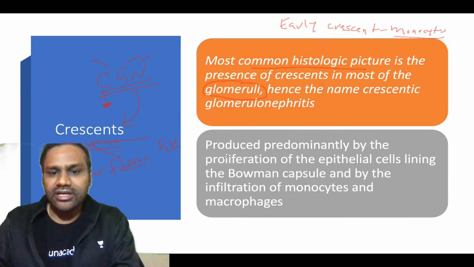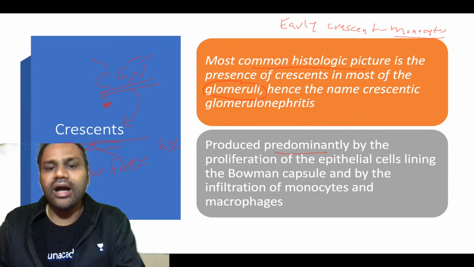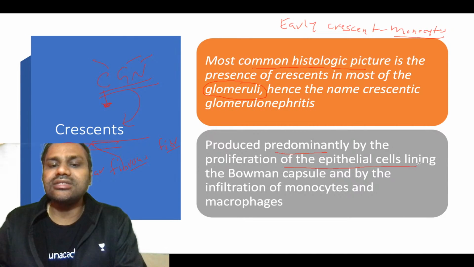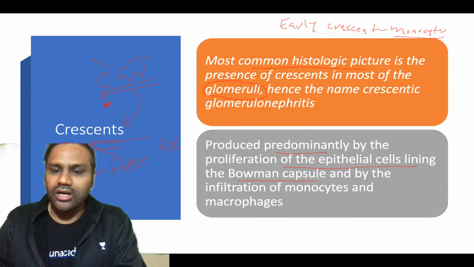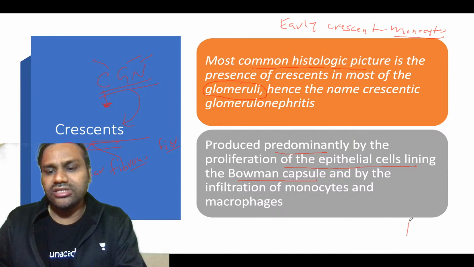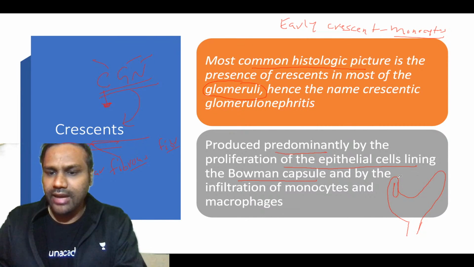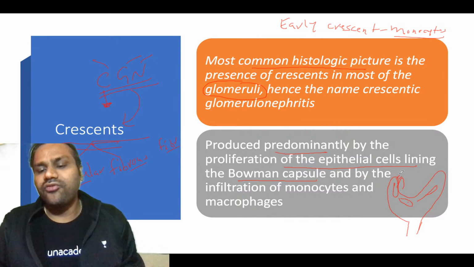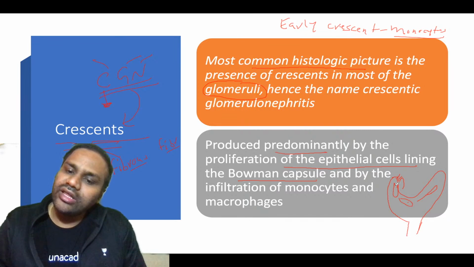Here it has been written again, it is produced predominantly by proliferation of epithelial cells lining the Bowman's capsule. Already we said, if this is your PCT, and this is your Bowman's capsule, this will have your parietal cells. When these parietal cells proliferate, obviously they will form crescents. So when these parietal cells proliferate, what should happen? What should happen if you think logically?